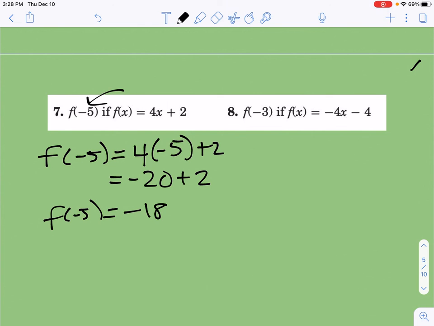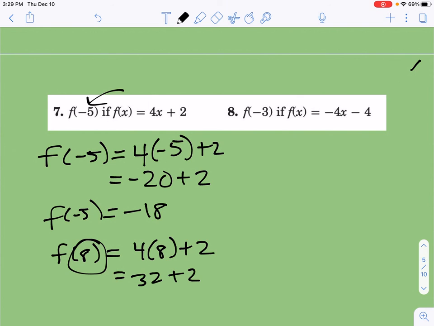Similarly, if I used a positive number, supposing I want to find out what f of 8 is, I'll just go 4 times 8. Hopefully you can see that all you're doing is substituting these values into the equation wherever you see that variable. So if we're replacing x with 8, you have to find x in the equation and put 8 in place of it. So 4 times 8 is 32 plus 2, 34.